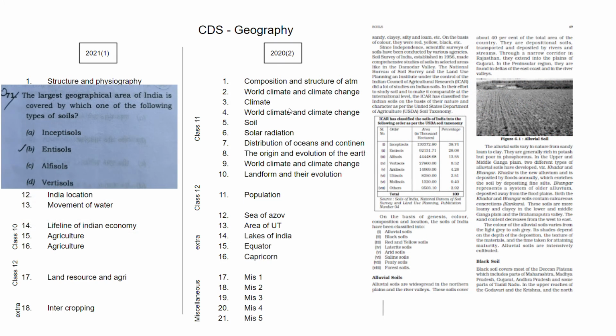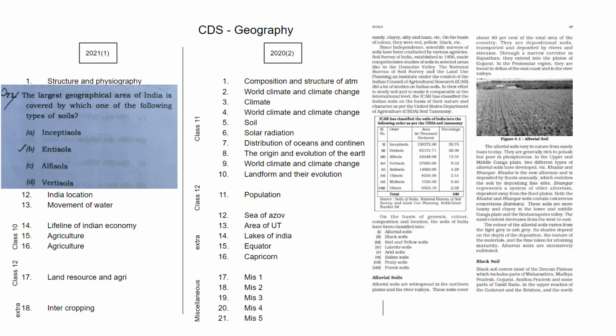Now we also saw a question from soil in the 2021 paper, but this question is different. It is from American taxonomy. So what is taxonomy? Here it means classification of soil. Every country gives different names and classifies soil on the basis of different names. For example, in India we classify soil as black soil, alluvial soil, but in America they classify it as inceptisol, entisol, alfisol, etc.